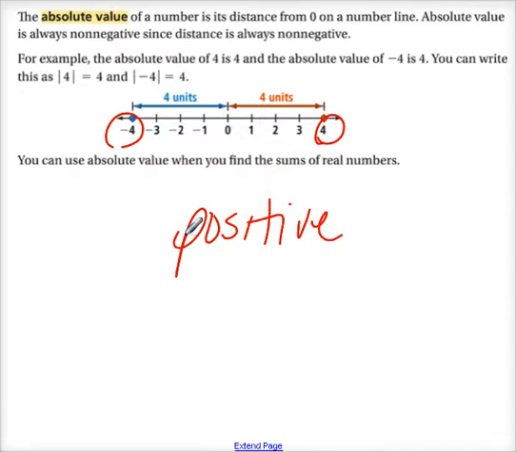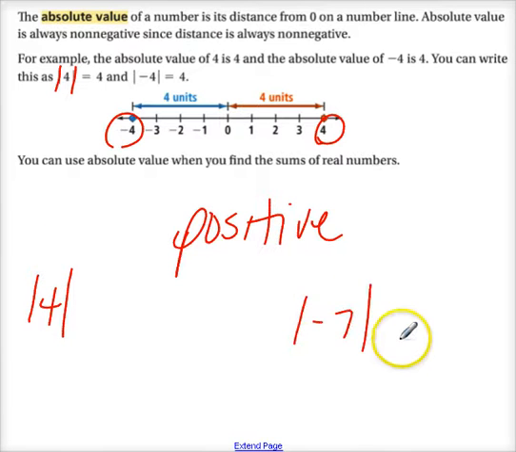We never have negative distance, okay? We use these signs to say absolute value. So when you see these lines around a number, they're asking you, what's the absolute value of 4? What is the distance from 0? So just to practice, what is the absolute value of negative 7? Negative 7 is 7 units away from 0.